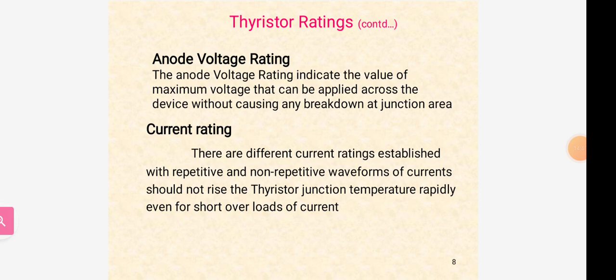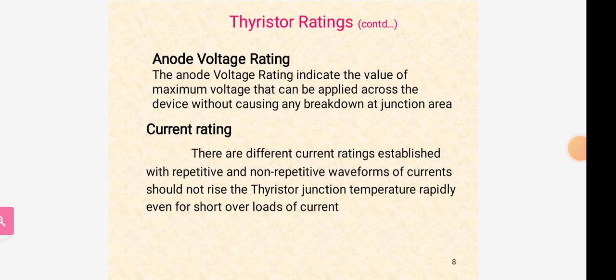So there are different current ratings established with repetitive and non-repetitive waveforms of current, that are normally the average current rating, RMS current rating, surge current rating, I square t rating, and dI by dt rating. So these five come under current ratings. In the average current rating, the power loss in the thyristor depends on the value of average current flowing through it.